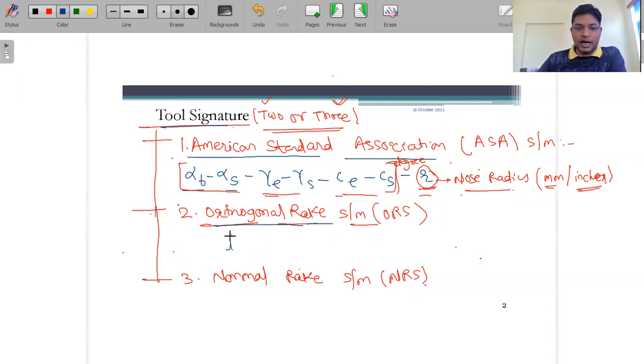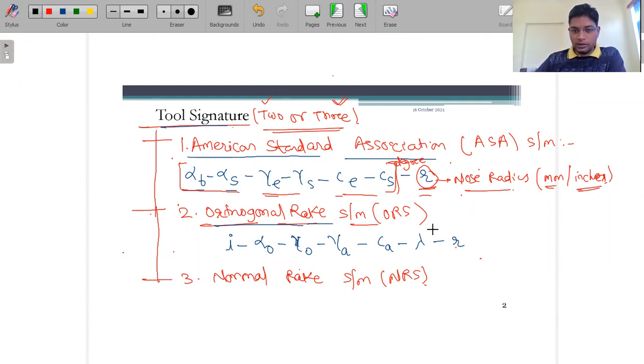First is I, the inclination angle. Then alpha O, the orthogonal rake angle. Then gamma O, the orthogonal clearance angle. Then gamma A, the auxiliary clearance angle. Then CA, the auxiliary cutting edge angle. Then lambda, which is the approach angle or principal cutting edge angle. Then the nose radius.